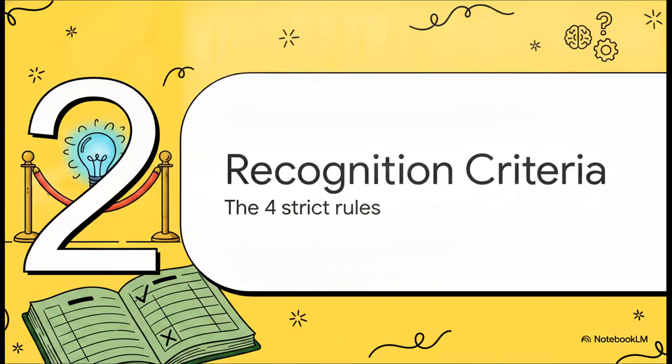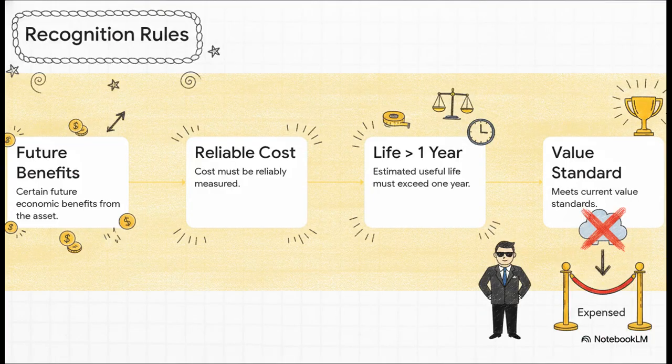All right, now that we know what it is in theory, let's move to Section 2, the four recognition criteria. I want you to think of these four steps like a ridiculously strict bouncer at a VIP club. To get on the financial statements, an asset has to clear all four checks. First, it absolutely must bring certain future economic benefits. Second, its cost has to be reliably measured. Third, the useful life has to be greater than 1 year. And fourth, it must meet the standard for value.